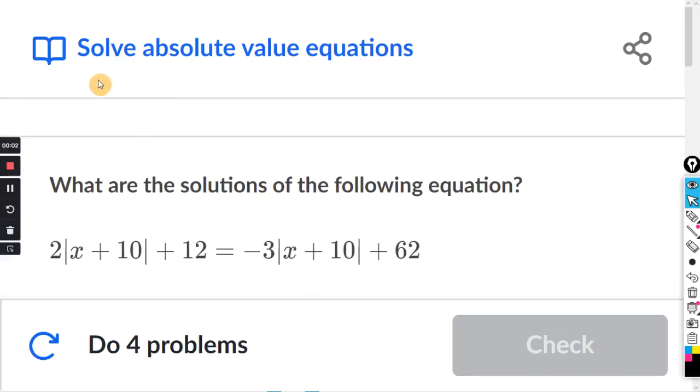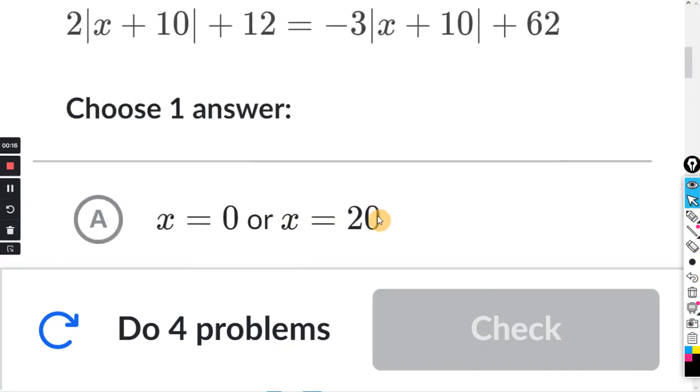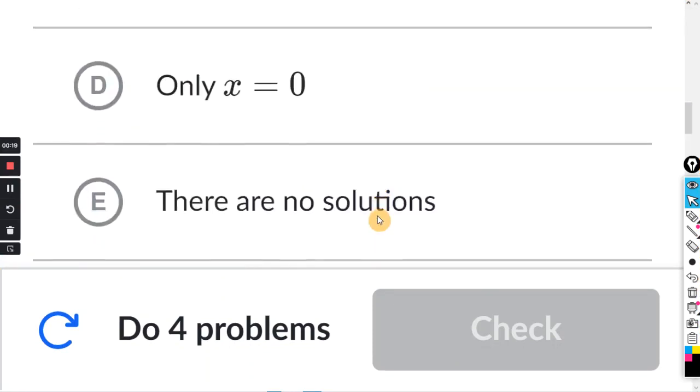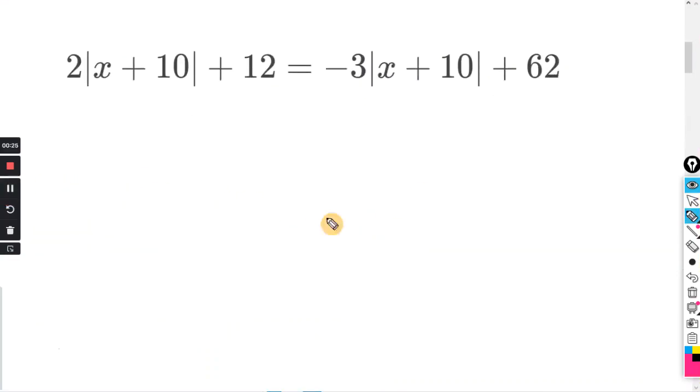This will be for the con exercise, solve absolute value equations. So they ask us, what are the solutions of the following equation? All right, and we have this equation here, and we have multiple choices for the answers. So notice on this equation, we have the absolute value of x plus 10 written on both sides. So I am going to use a variable and sub in for the absolute value of x plus 10.